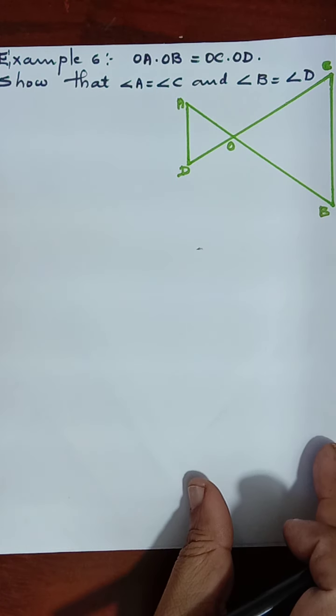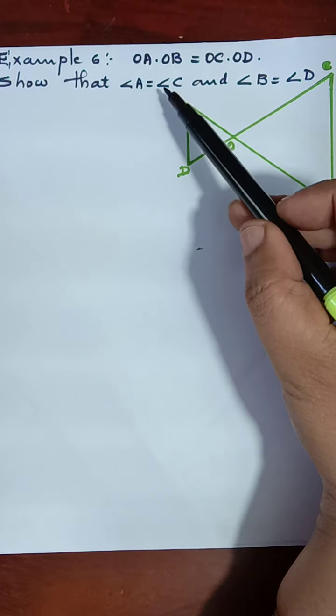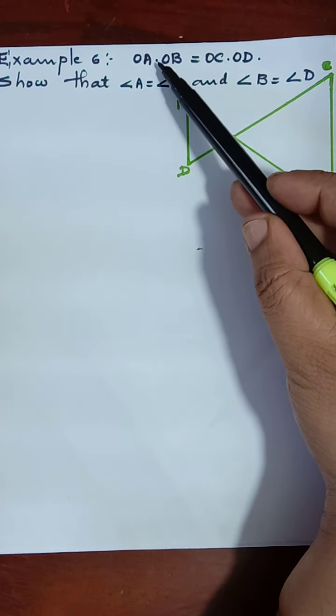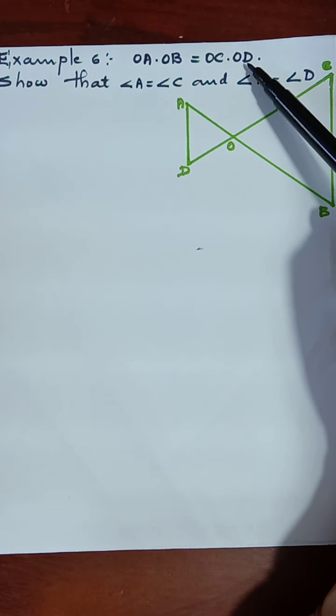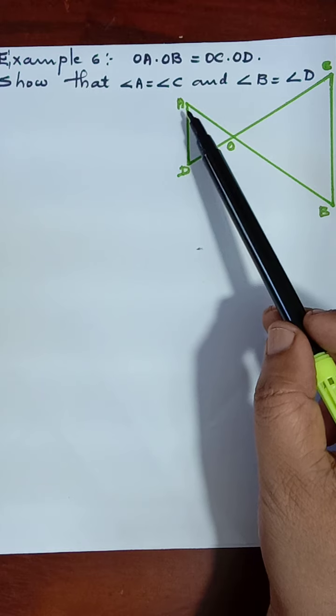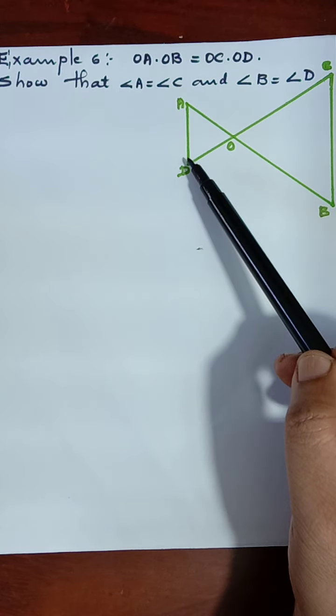Today's last problem, that is example 6. You can see this. Given OA into OB, this dot represents multiplication. OA into OB is equal to OC into OD. We have to show that angle A is equal to angle C, angle B is equal to angle D.